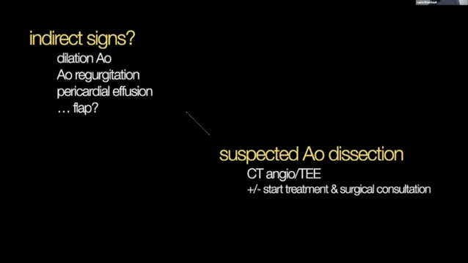If you have indirect signs, so you're like, hey, I think my aortic root is dilated. It's like 5 centimeters. I don't think this patient should have a dilated root. There is new regurgitation, or you don't know if it's new, but it's pretty big and you're worried about it. You do have a pericardial effusion or a complex one, and you think there might be a flap. Well, you're suspecting it, okay? Get the ball rolling, go to your CT angio, ask for transthoracic echo, plus or minus, depending on your level of confidence, start your treatment and get your surgical consultation.